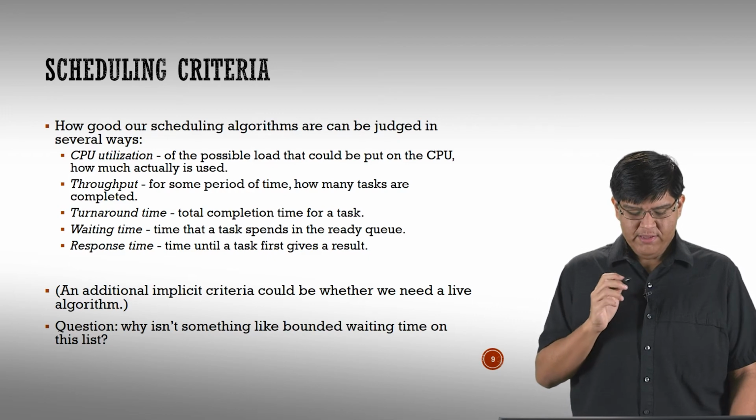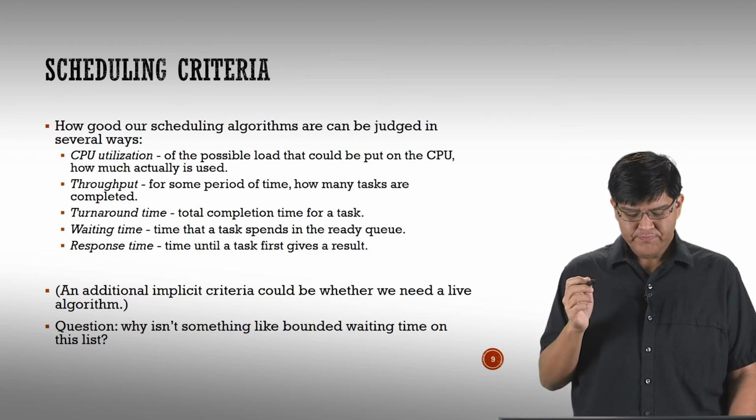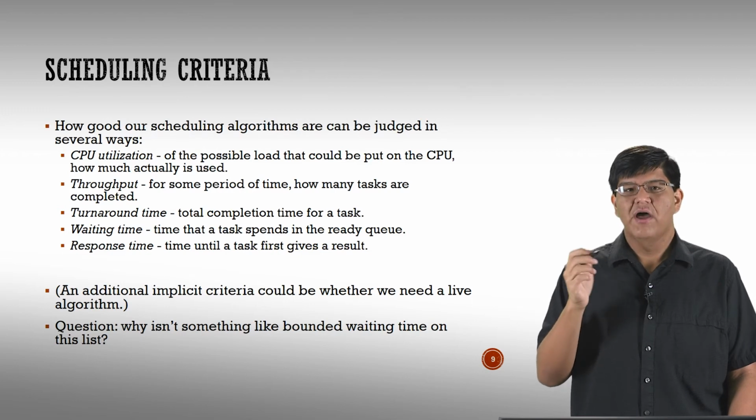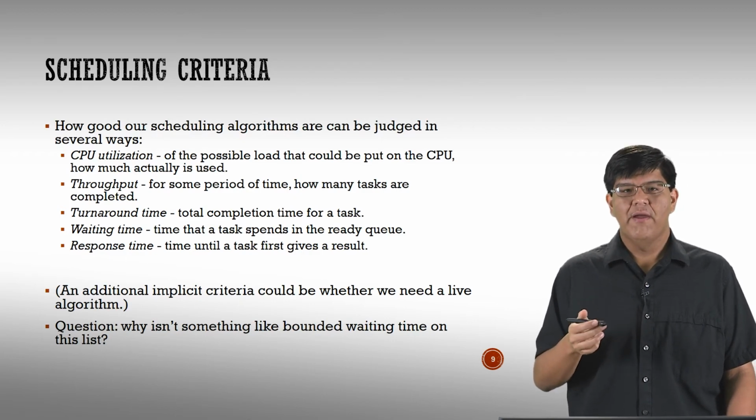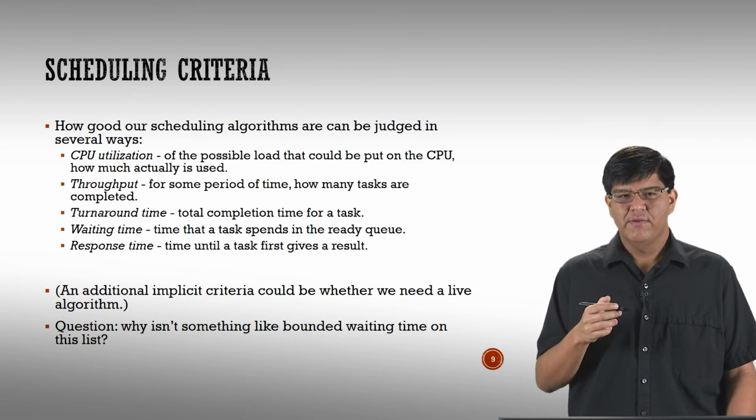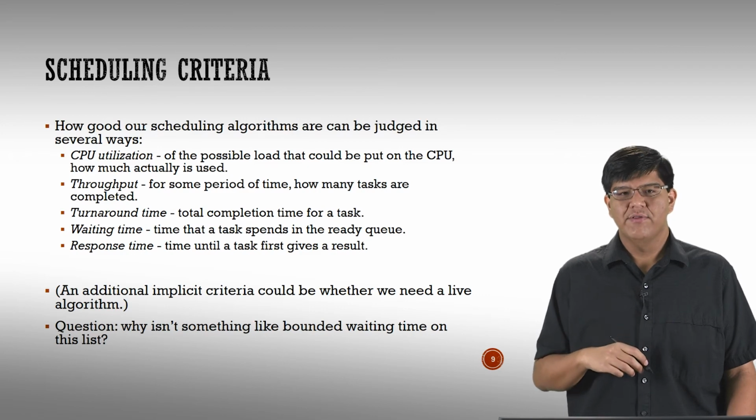All right, so the last thing here we want to talk about is this notion of bounded waiting time. This is kind of just a thought question for you guys. Why is there something like bounded waiting time on this list? Well, the reason why it's not is because we're assuming that everything's going to work. If you think back to process synchronization, bounded waiting time was something we introduced as our wish list. These are the things that I want my algorithms to do in order for them to work properly.